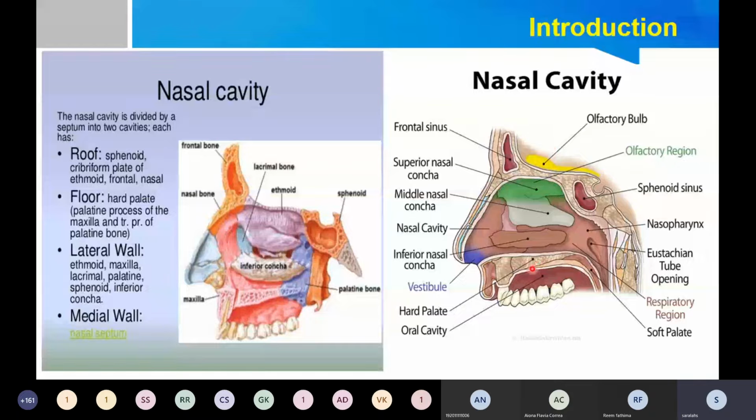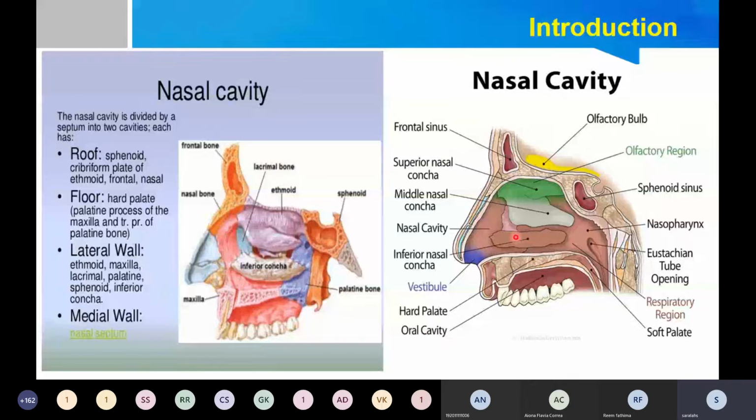Then the floor is formed by the palate actually. So that is especially the hard palate. If you can observe here, this hard palate is the one which separates the nasal cavity from the oral cavity. And there is a lateral wall. This is the lateral wall. We'll learn that in detail later.